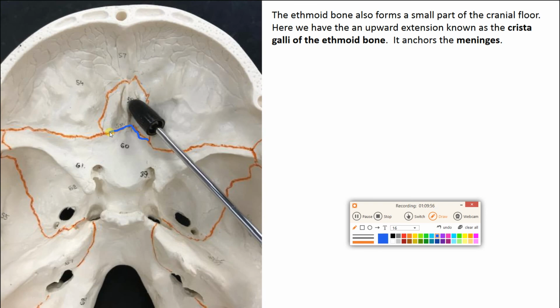Now there is a sticky up piece. It's right here. It's sticking up. It's very thin. It's like a shark fin coming up. It is called the crista galli of the ethmoid bone. Crista means crest. Galli means rooster, because someone thought it looked like the thing on the top of a rooster's head. It sticks up. It anchors your meninges, which are your membranes that hold your brain in place. So we got the crista galli of the ethmoid bone.